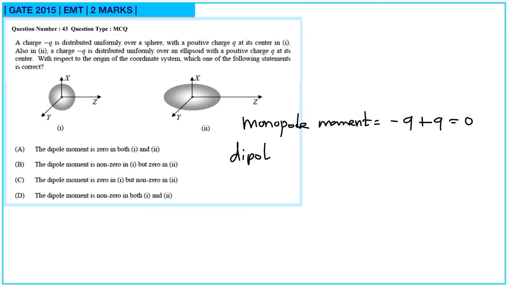Now we can calculate the dipole moment. The dipole moment is the summation over i of Qi Di. But here it is a symmetric distribution; here it is a spherical distribution, but it is symmetric about the origin, and this is an ellipsoid which is also symmetric about the origin. So this will also be 0 because the charges are minus Q and plus Q. So the dipole moment is also 0. So option A is correct. The dipole moment is 0 in both 1 and 2.